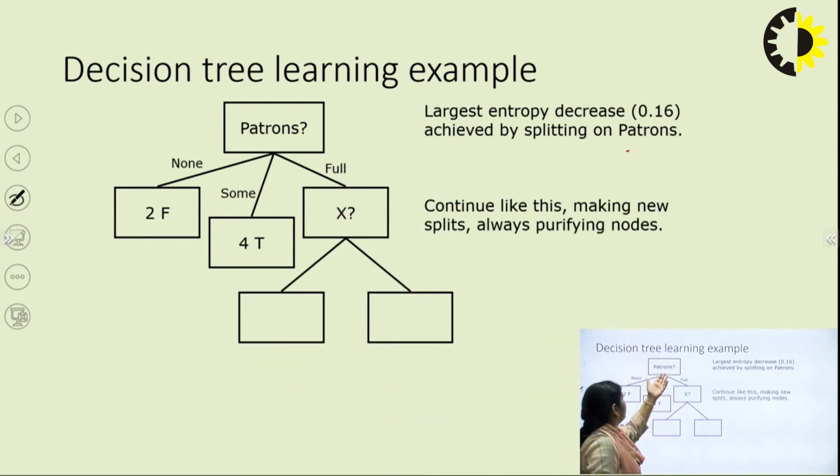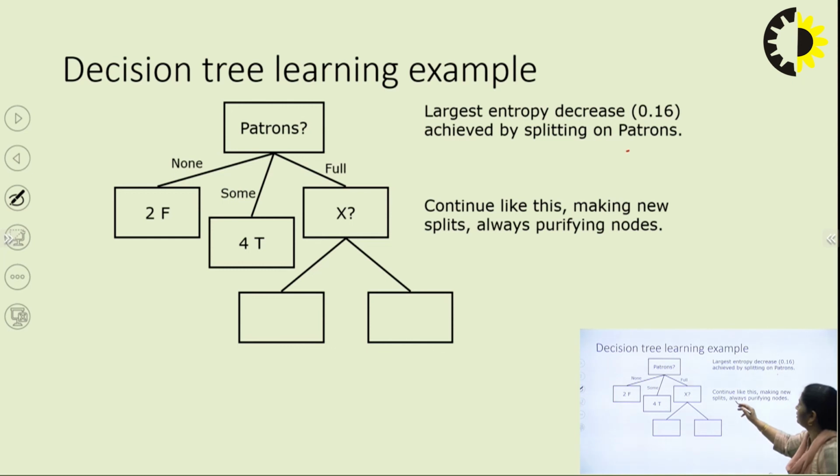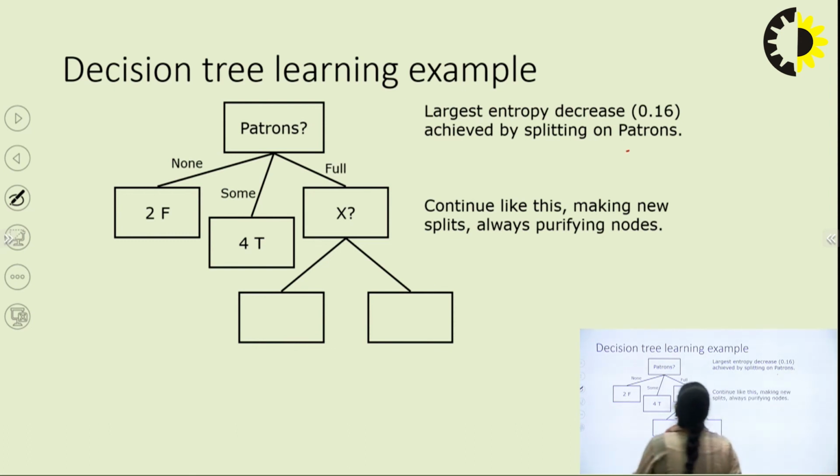Now when we see Patrons, for None we are getting all false values, so our decision will be no. For Some we are having all true values, so our decision will be yes, because all are true. But for Full, we are having a mix of true and false values. So what does it mean? It means we need to decide again which attribute should be checked. So we will continue like this, making new splits, always purifying nodes. One by one we will decide the nodes and go on checking. In this way we will learn the decision tree. This is inductive decision tree learning.